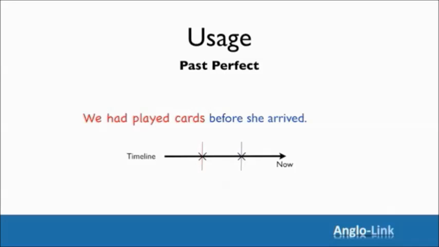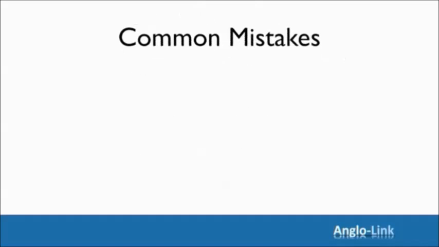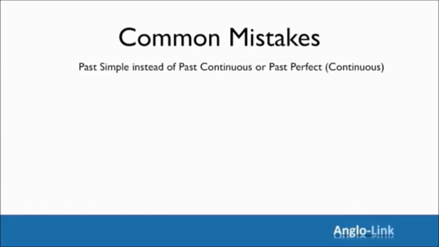Right then, let's move on to the usage of some common mistakes. The most common mistake is using the past simple instead of past continuous or past perfect. Let's look at some examples. I saw the accident when I drove. Now here, clearly, one action was longer and was interrupted by another action. So one of these, either saw or drove, has to be in the past continuous. Which one do you think it is?